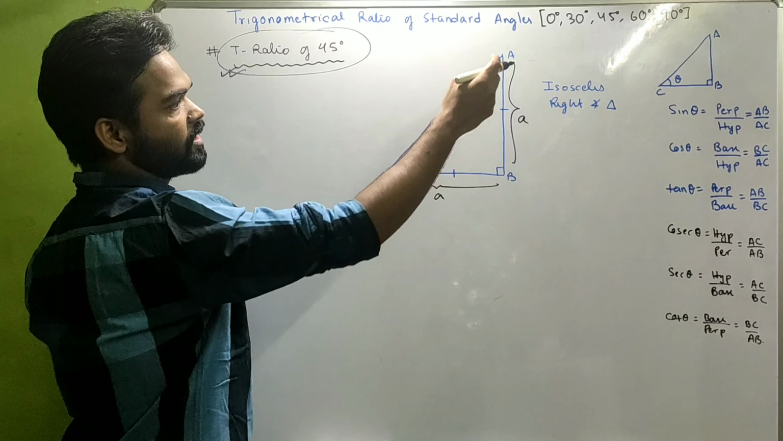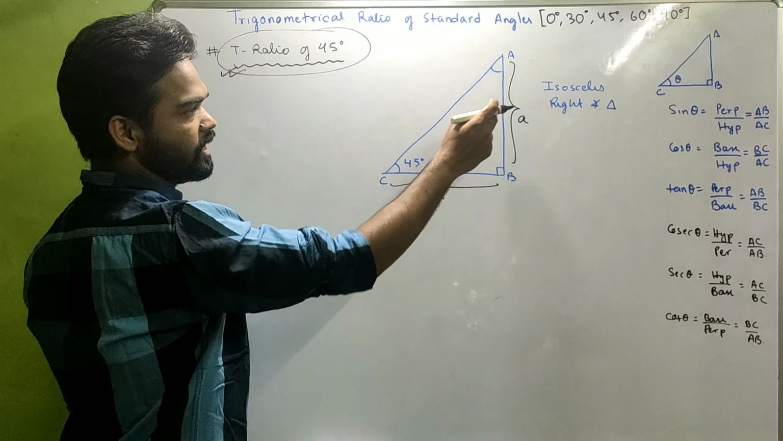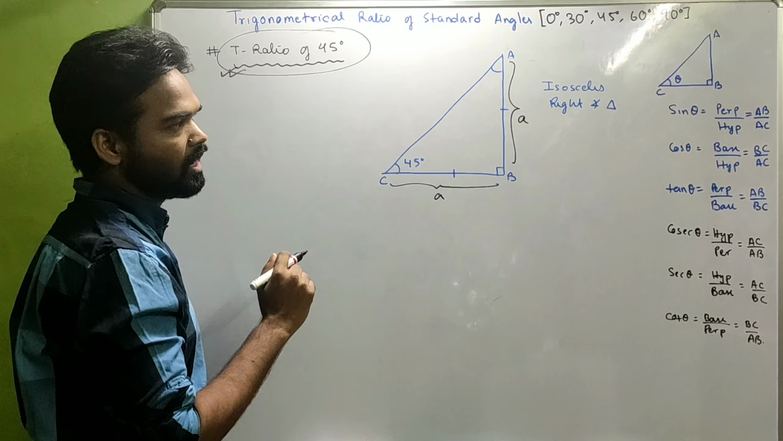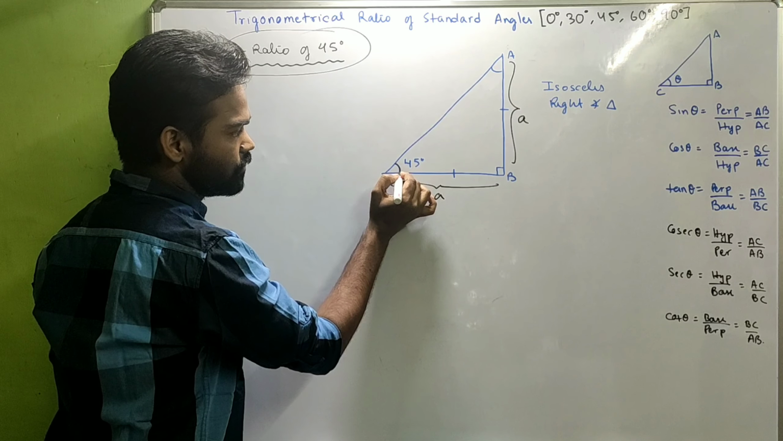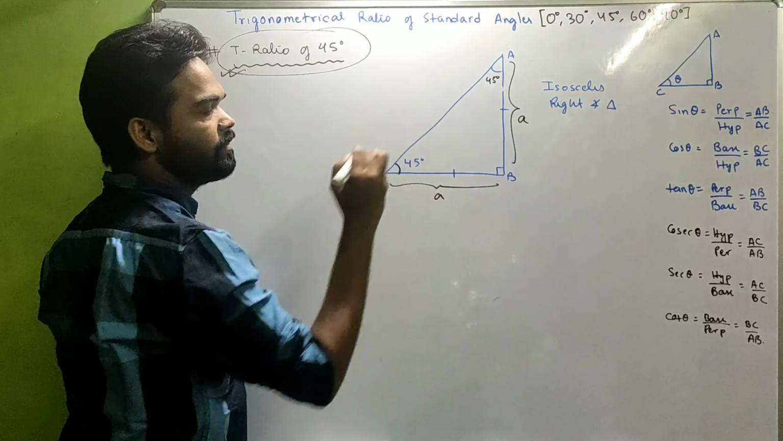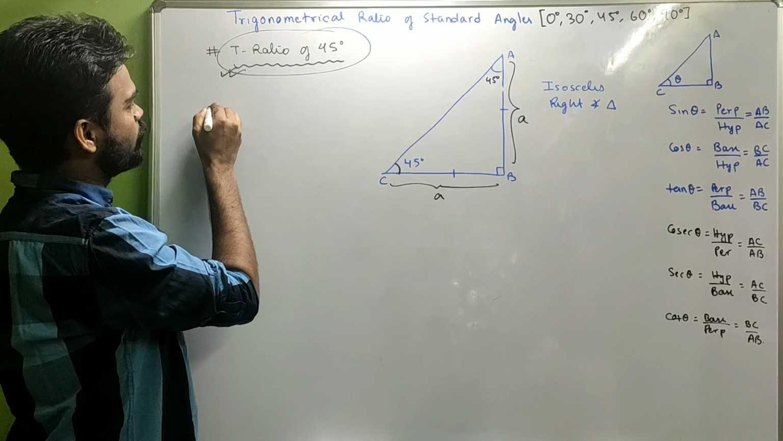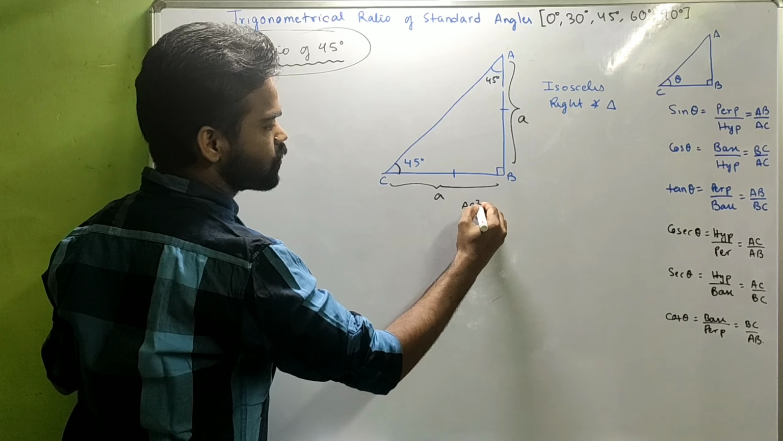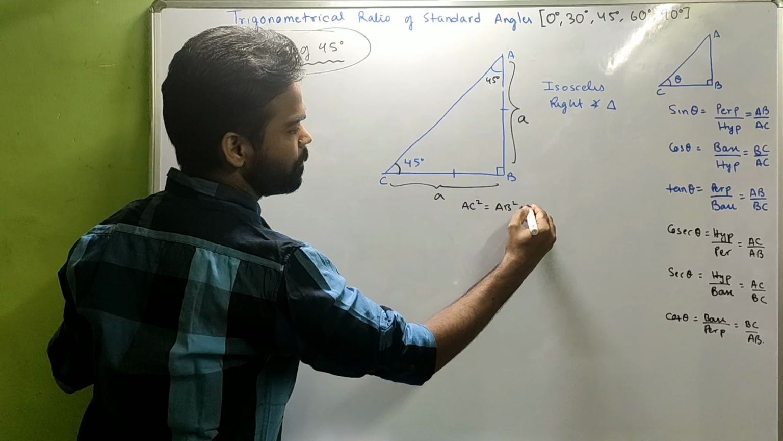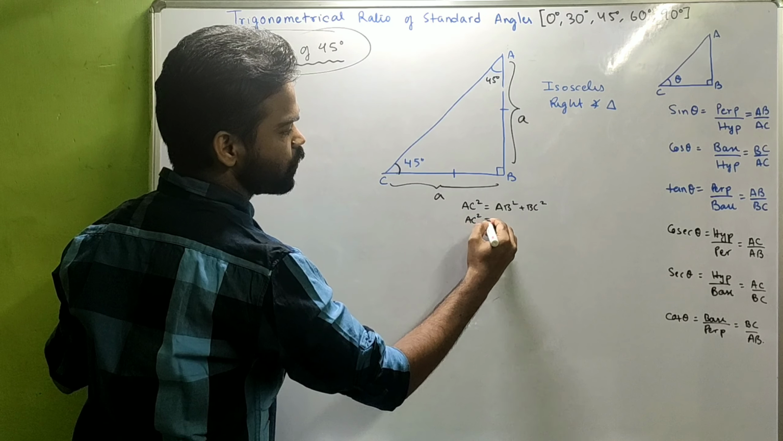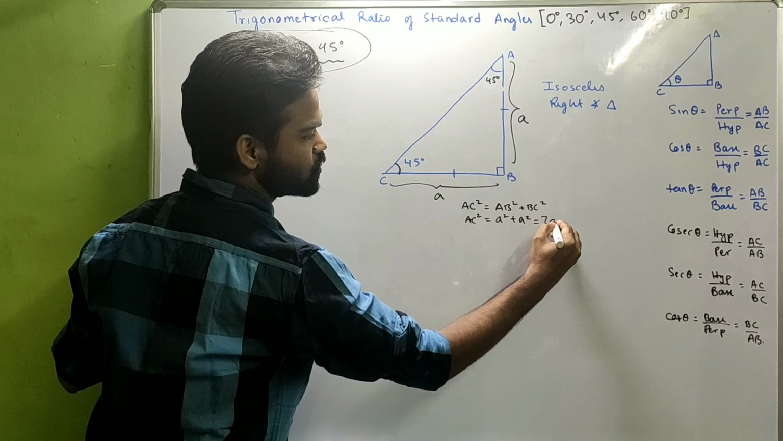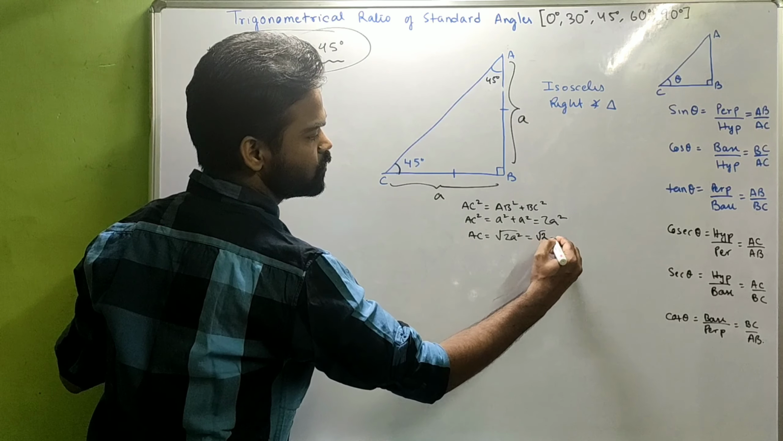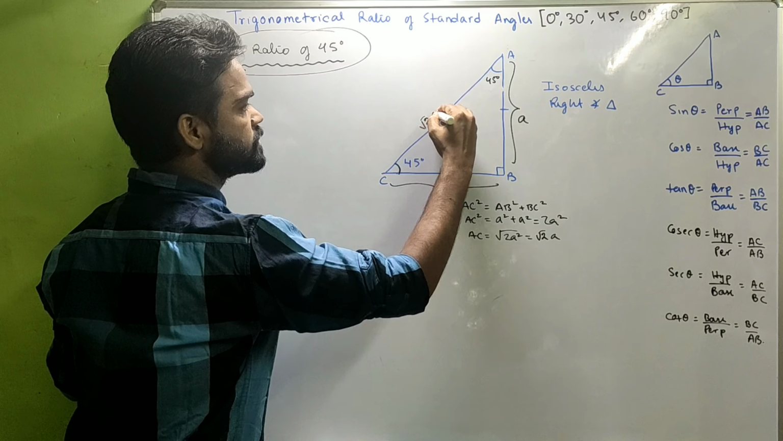Now look what I've done. I've taken an isosceles right angle triangle whose two sides are equal, of course. AB and BC I've taken equal as A. And since it's an isosceles right angle triangle, this and this angle will be 45 degree. Now look carefully. First of all, let's find the hypotenuse. AC square will be AB square plus BC square, which means AC square will be A square plus A square. That's twice A square, which means AC will be root of twice A square. That's root 2A. So we got AC.